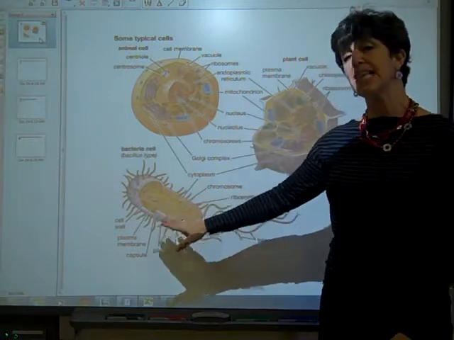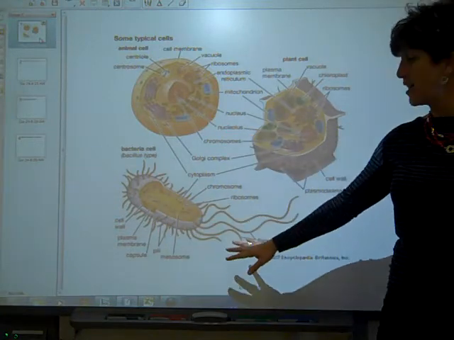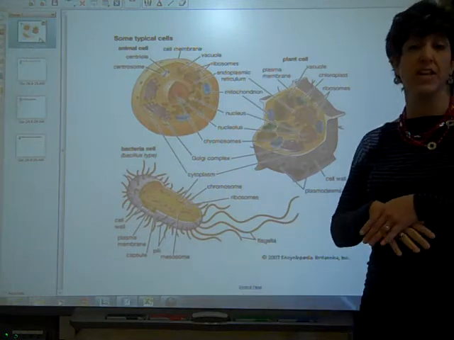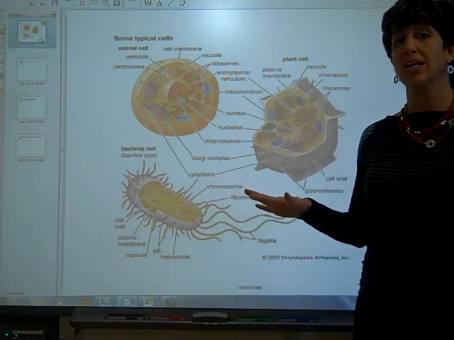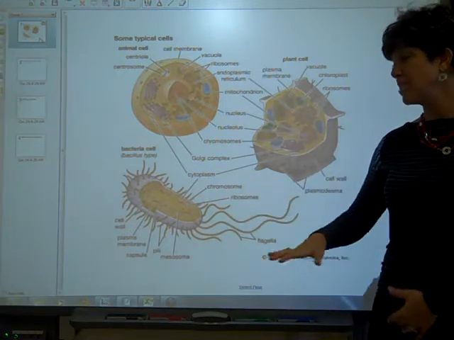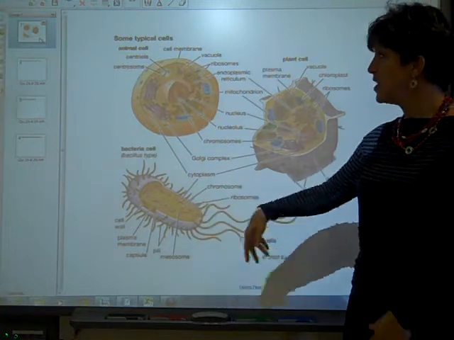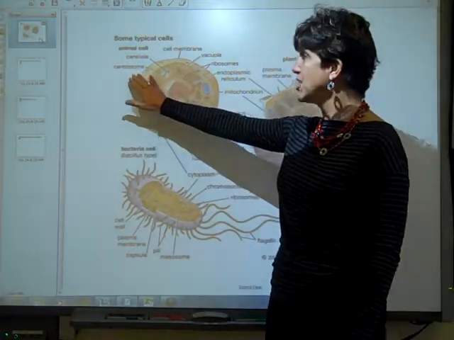A bacterial cell lacks a lot of organelles. First of all, they do not have any membrane-bound organelles, so anything that has a membrane around it, they do not have. So let's start right here.